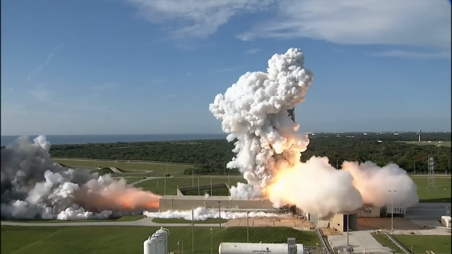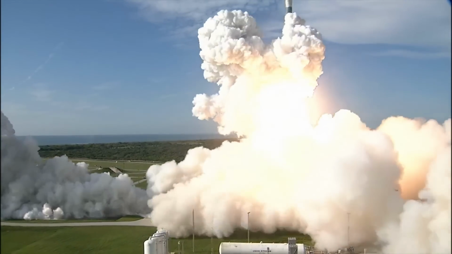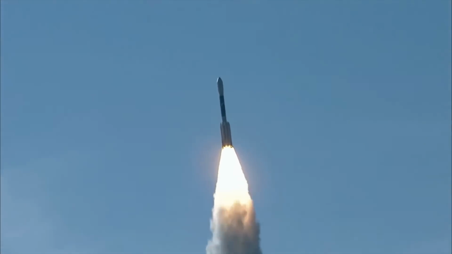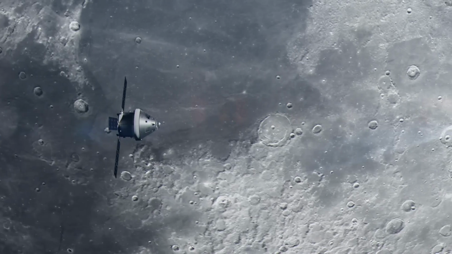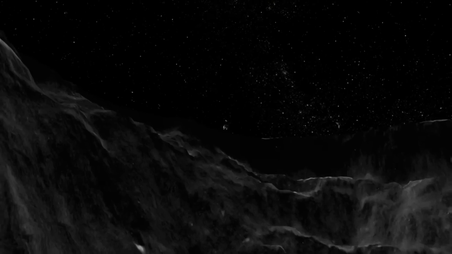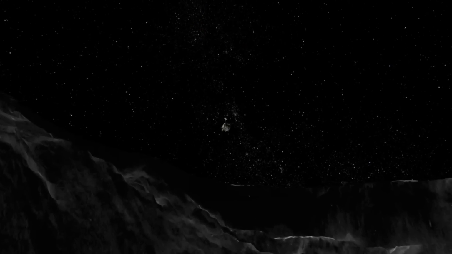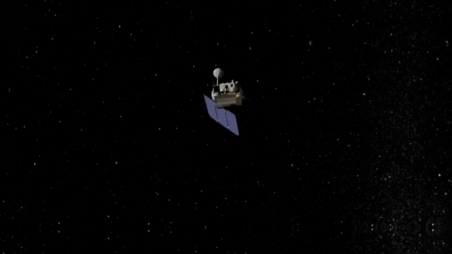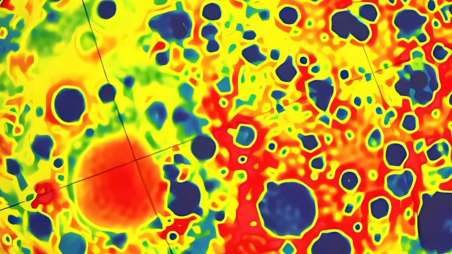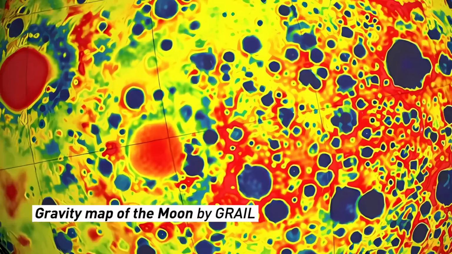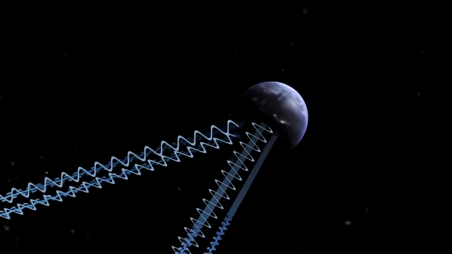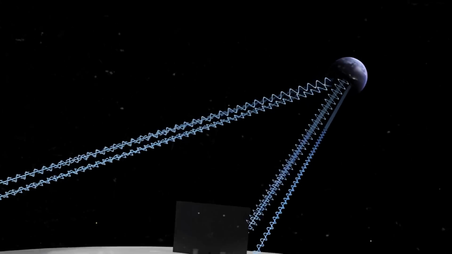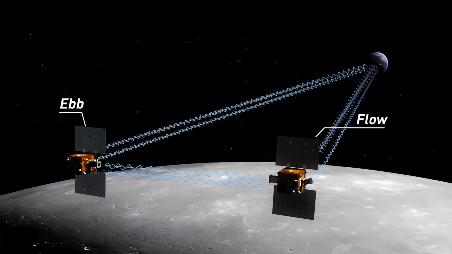NASA used new special tools to discover this: the Gravity Recovery and Interior Laboratory and the Lunar Reconnaissance Orbiter. These are both space missions designed to study the moon, but they don't just look at the surface like a telescope. Instead, they help measure things we can't see with our eyes, like the moon's gravity and how it changes over time. GRAIL sent 2 small spacecraft around the moon named Ebb and Flow.